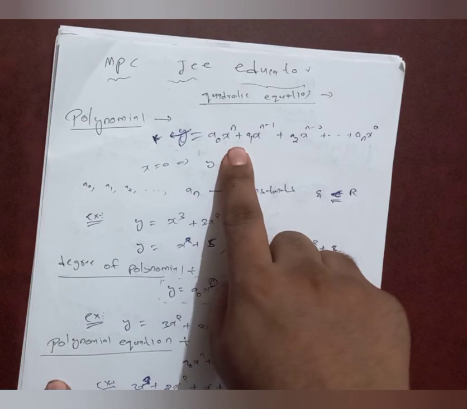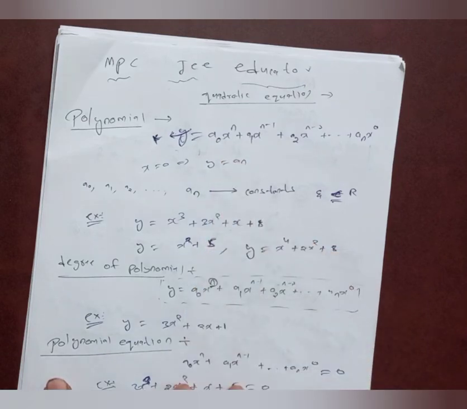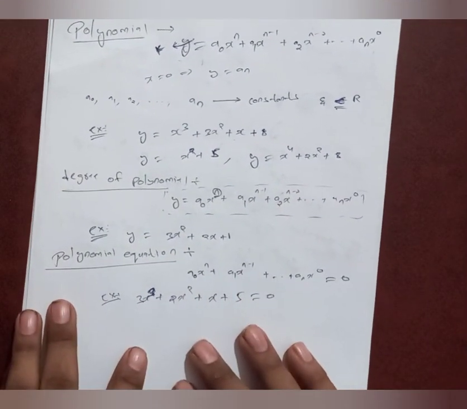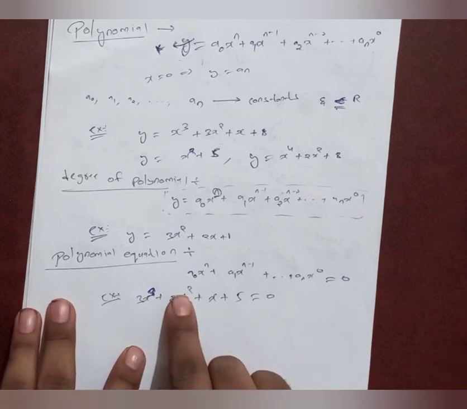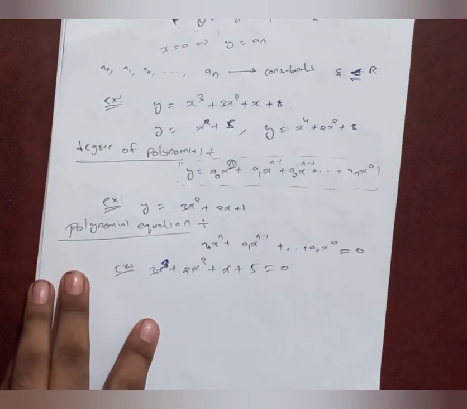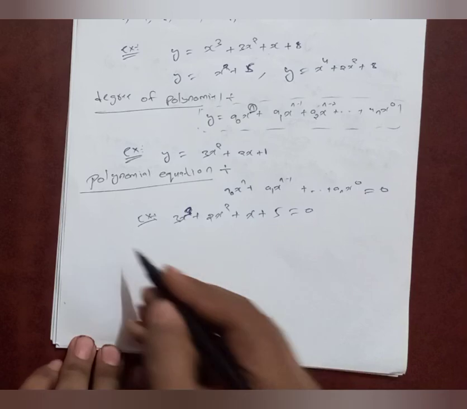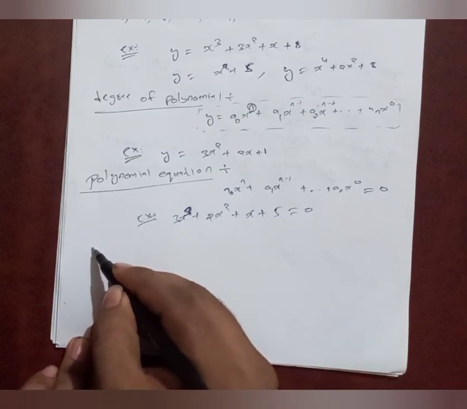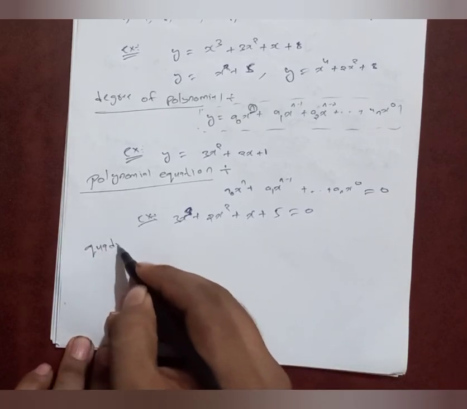That is, zeros are nothing but the inputs which we should put in a polynomial, and roots are nothing but the values of x which we should put in a polynomial equation. Next, let us start the main topic in this chapter, that is quadratic equation.